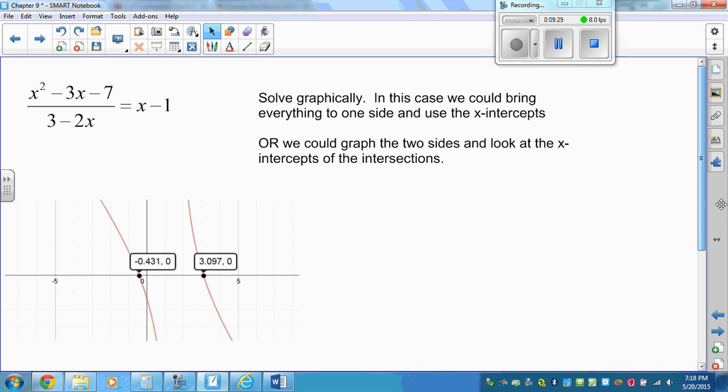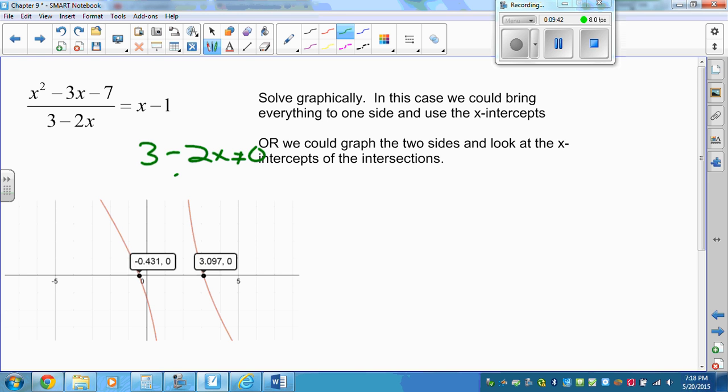And then non-permissibles. Well, here, let's see what x could not be. So 3 minus 2x cannot be 0. -2x cannot be -3. x cannot be 3/2. I divided them. Okay.